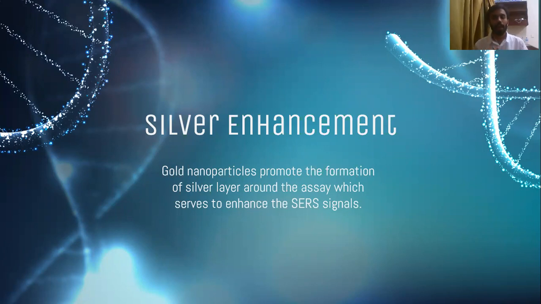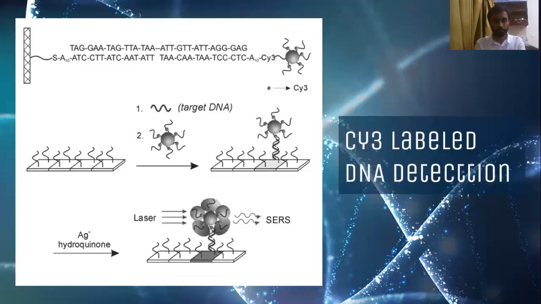And one thing that should be noted here is that the gold nanoparticles themselves can also serve for the signal enhancement. However, the constraint that we have here is that we are detecting DNA in very minute amounts, and as a result, the gold nanoparticles cannot gather in such a large number so as to enhance the SERS signals. So we cannot use gold nanoparticles themselves for signal enhancement, and as a result, the gold nanoparticles promote the formation of a silver layer, which serves for signal enhancement.